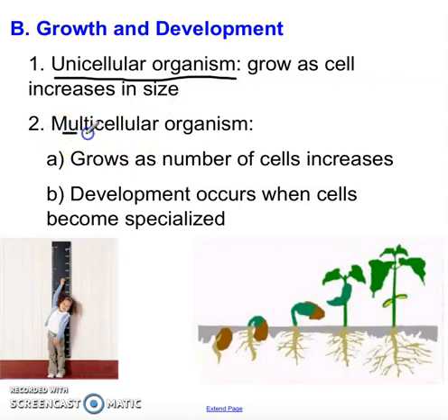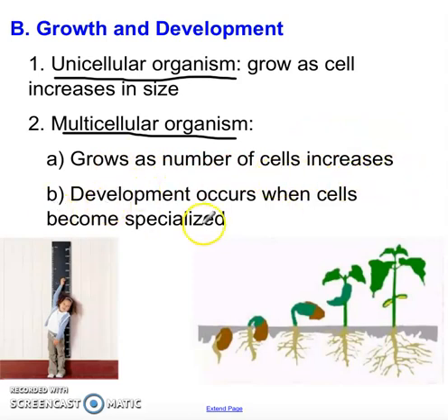Now in multicellular organisms, we do see growth and development, okay? Multicellular organisms grow as the number of cells increases. If I were to bring my daughter into class and ask you, who has more cells? I hope you would say me, okay? I have more cells than my daughter. She may exceed the number of cells of me by growing taller than me, but typically the larger the object, the more cells it has. So we grow as our number of cells increases, okay?